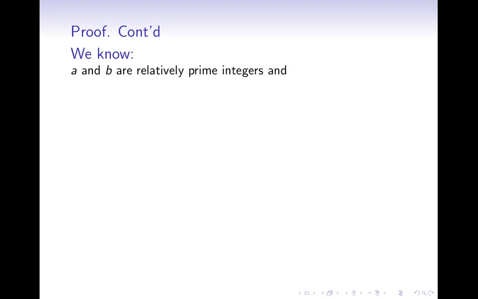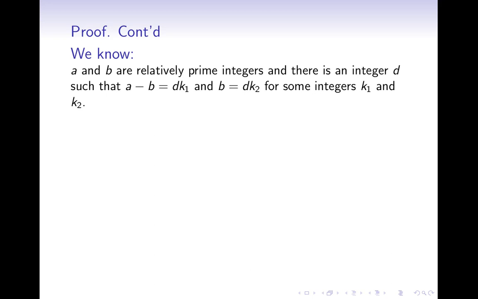Okay, couldn't fit the proof all into one slide, so it's continued on this slide. So just a summary of where we are. We know, because we've assumed that a and b are relatively prime integers. And we know there is an integer d for which a minus b is d times k1 and b is d times k2, where k1 and k2 are integers. So this is the summary of the previous slide. And we want to prove something contradictory.